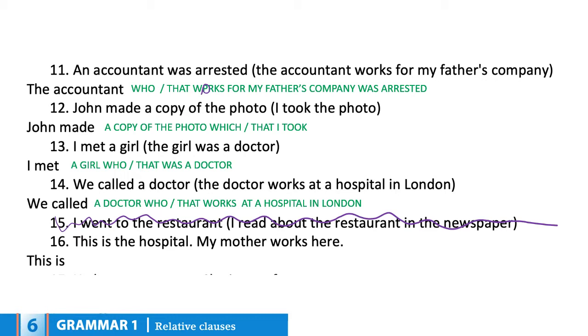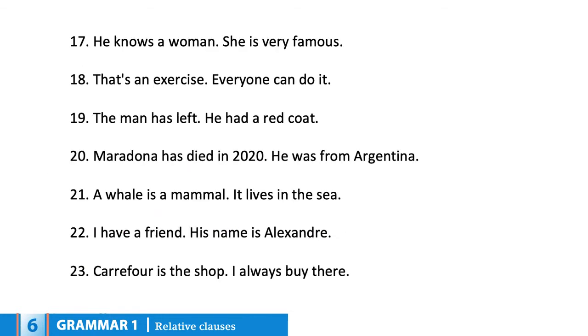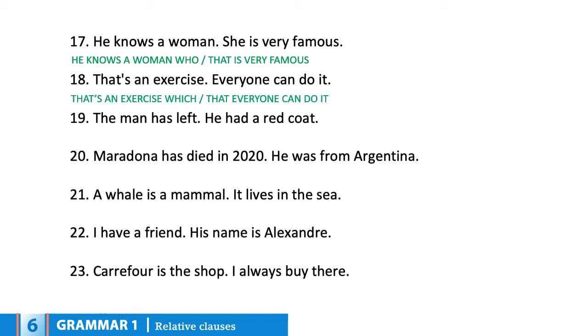Number 16. This is the hospital. My mother works here. So this is the hospital. What hospital? The hospital where my mother works. Number 17. He knows a woman and she is very famous. So he knows a woman who is very famous. Number 18, that's an exercise. Everyone can do it. So that's an exercise which or that everyone can do.